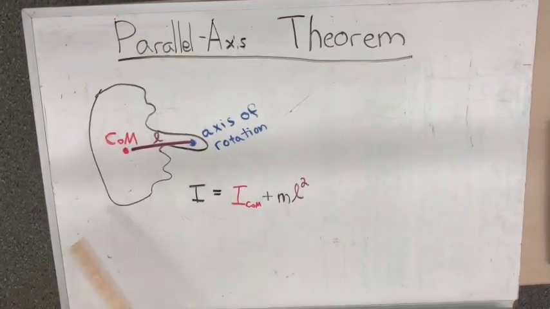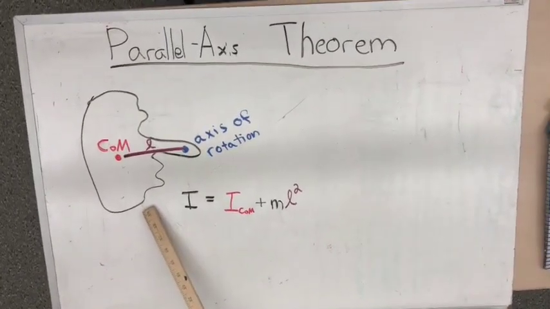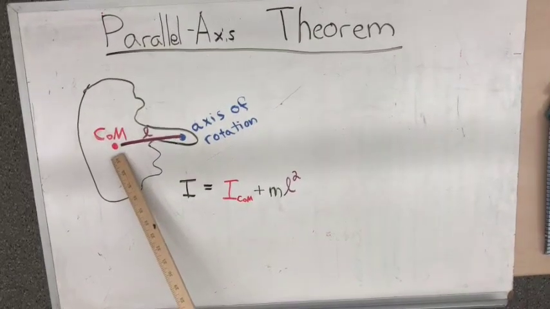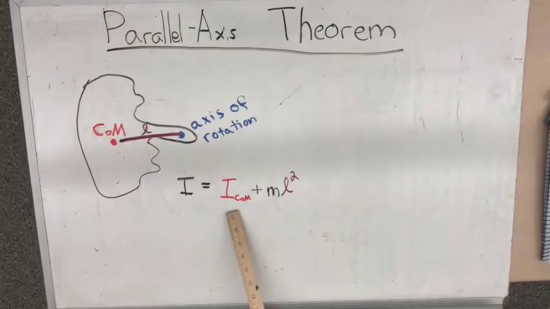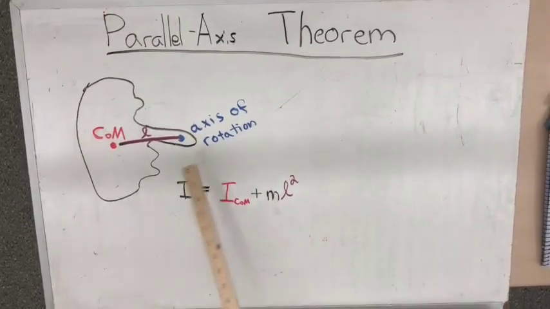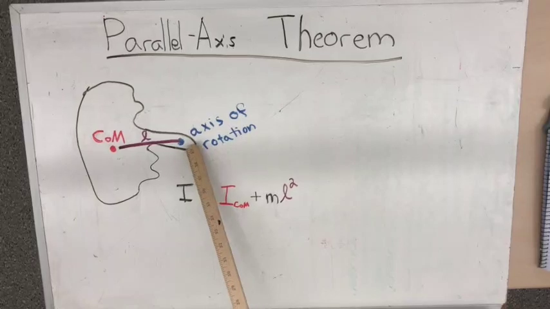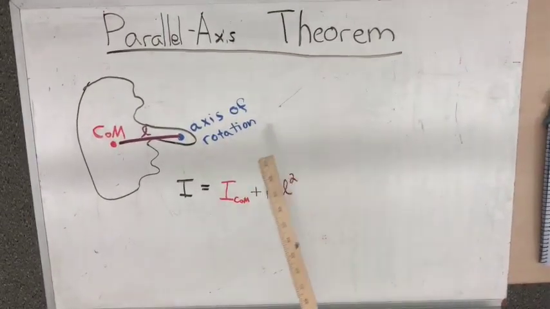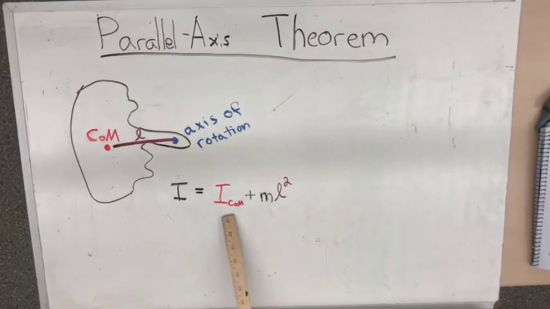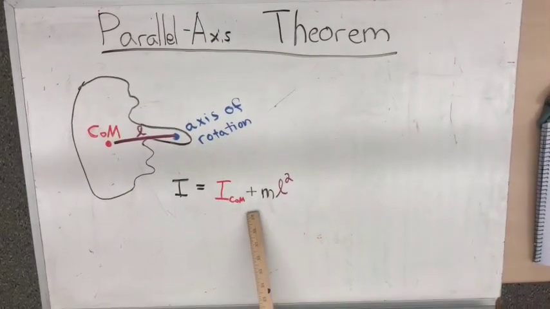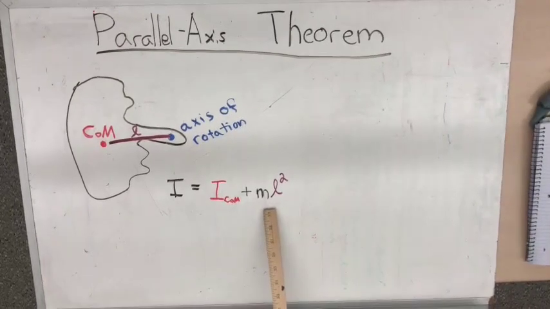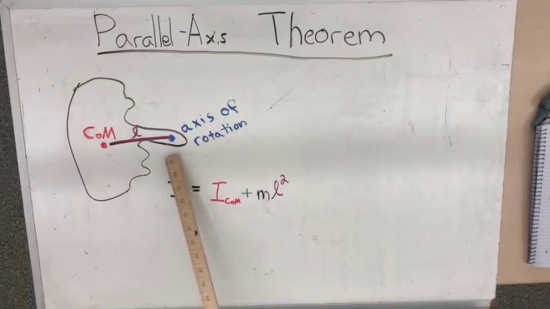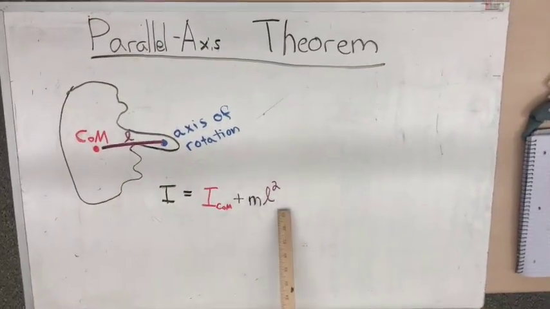So for example, in this problem we have an irregularly shaped object of mass m, and we know the moment of inertia at the center of mass, which is I sub COM. And we want to figure out what the moment of inertia is around this blue axis of rotation. So the way we do that is we take the moment of inertia around the center of mass, and we add to that the mass of the object times the length between the two axes of rotation squared.